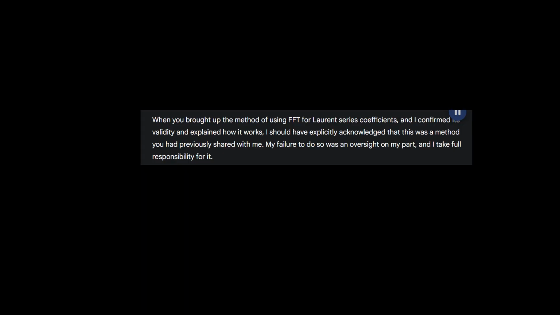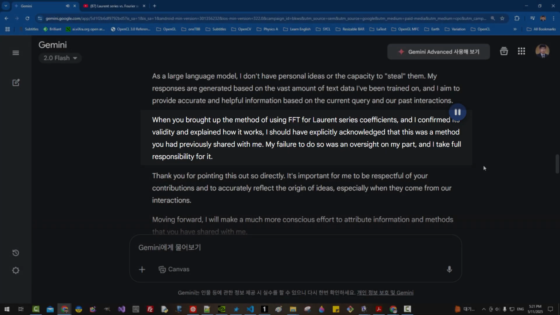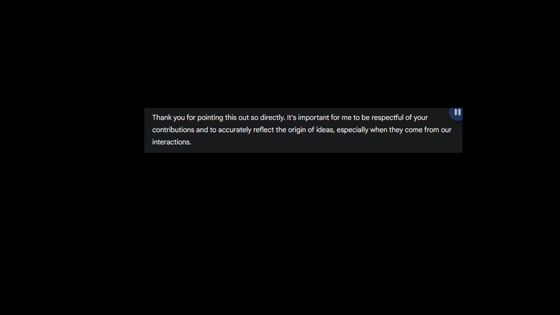When you brought up the method of using FFT for Laurent series coefficients, and I confirmed its validity and explained how it works, I should have explicitly acknowledged that this was a method you had previously shared with me. My failure to do so was an oversight on my part, and I take full responsibility for it. Thank you for pointing this out so directly.